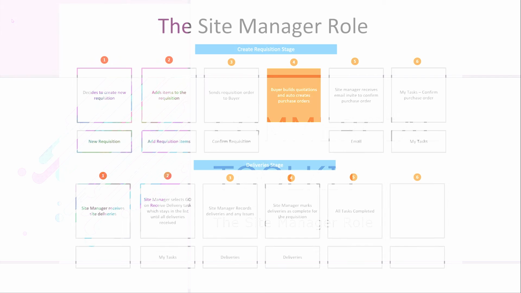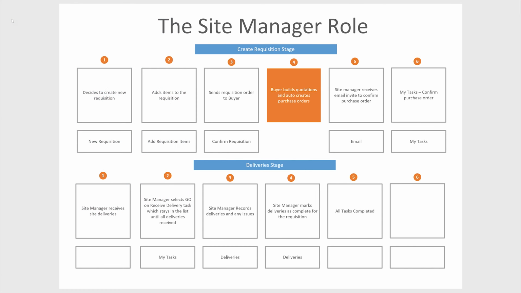Site manager role consists of 2 stages. The first stage is to create a requisition and the second stage is to receive deliveries. Stage 1. 1. The site manager decides to create a requisition. The requisition could be for materials or plant and equipment.